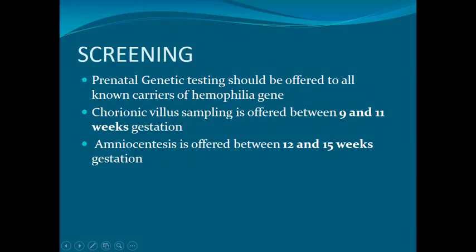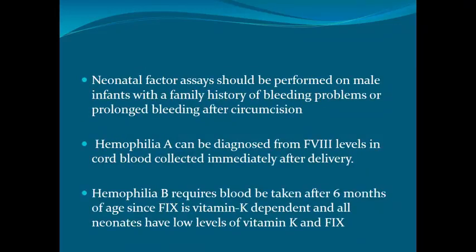Screening. Prenatal genetic testing should be offered to all known carriers of the hemophilia gene. Chorionic villus sampling is offered between 9 and 11 weeks of gestation, and amniocentesis is offered between 12 and 15 weeks of gestation. One thing to remember: neonatal factor assay should be performed on male infants with a family history of bleeding problems or prolonged bleeding after circumcision. Hemophilia A can be diagnosed from factor 8 levels in the cord blood collected immediately after delivery.